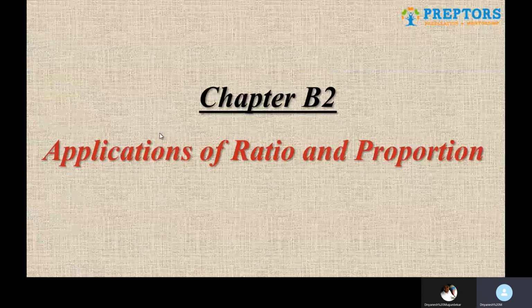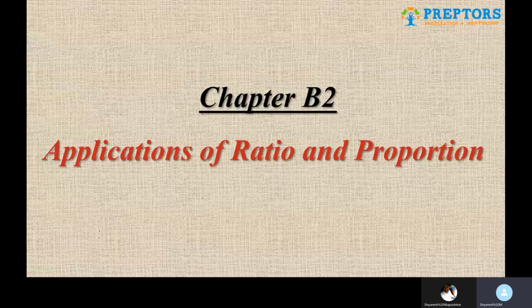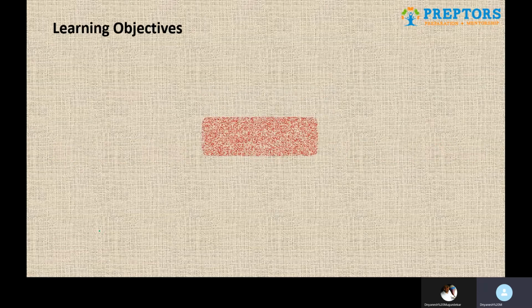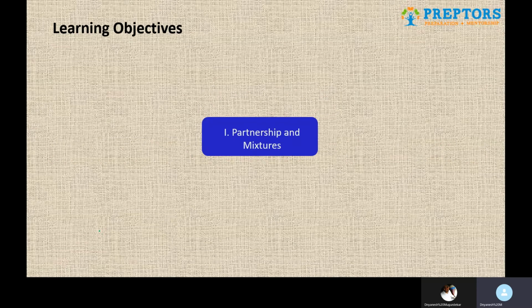Hi guys, so we are continuing the B module and we are doing the next topic which is B2, which is application of ratio proportion. It's a very quick and short topic which has two subtypes, in which one of them is partnerships and the other one is mixtures. So let's first see the first half, which is partnerships.